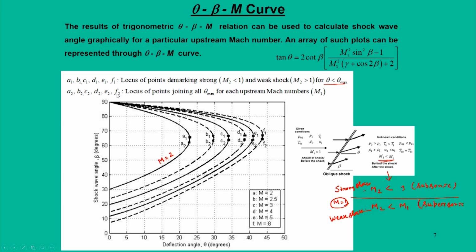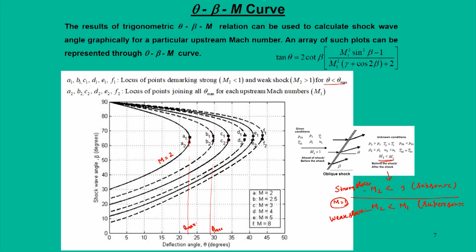Another situation: we have locus A2, B2, C2, these are the locus of all points joining theta max. So, A2 for every curve will be the maximum theta max. For this Mach 2 curve we can drop a vertical and that will be regarded as theta max. This is for Mach 2, and for, let us say, Mach 2.5, theta max falls here. So, these are the maximum flow deflection angles that are possible for the corresponding Mach number. These are the critical features that we obtain from drawing these oblique shock curves.